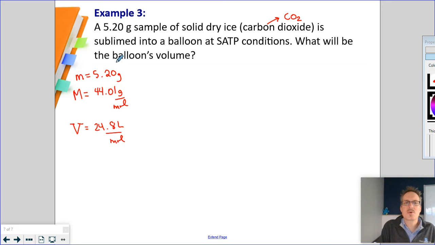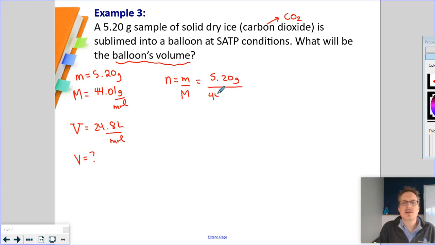And it says, what will my balloon's volume be? So we are trying to find V. Well, we have enough information here to solve for moles, so we're going to do that first. Moles equals mass over molar mass. We're going to put 5.20 grams divided by 44.01 grams per mole. So 5.20 divided by 44.01.